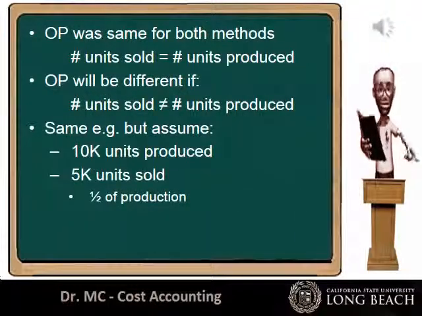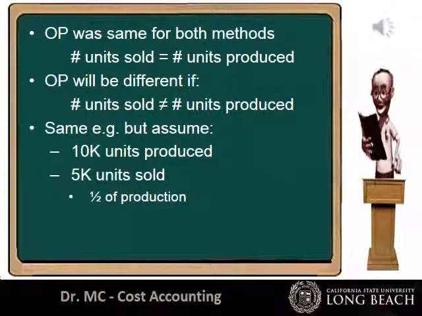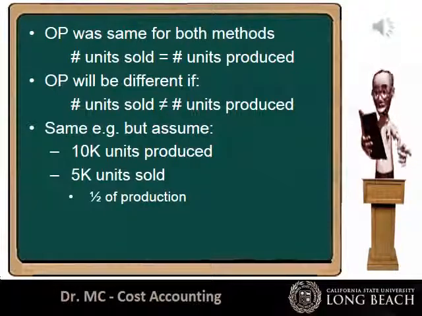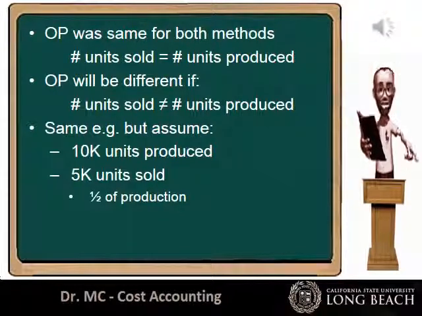This gives your firm an operating profit of $40,000. Notice that the operating profits for both methods was the same. This is the case when your firm produces and sells the same number of units. The operating profits reported under the two methods will be different if the number of units that your firm sells is different than the number of units that your firm produced. In order to show this, we will do the same example, but this time we will assume that the firm manufactured 10,000 units but only sold 5,000 units.